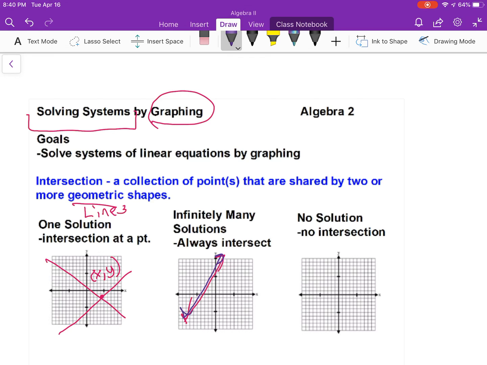No solutions would mean that there is no intersection, and what that would look like is a couple of parallel lines. Remember, parallel lines have the same slope.